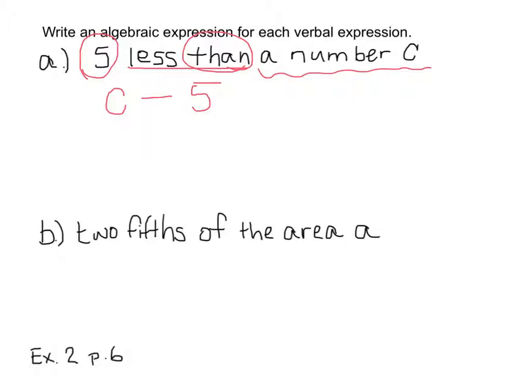Okay, and then our next example, read our words, 2/5 of the area A. Okay, we don't know what the area A is, but we know that we're finding 2/5. So we're going to write that fraction, 2/5 times A. Okay, now I want you to think just a minute. Is there another way that I could write this and the problem still be correct?